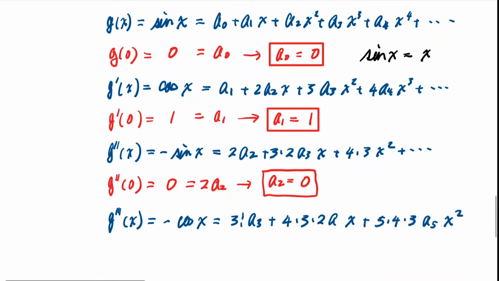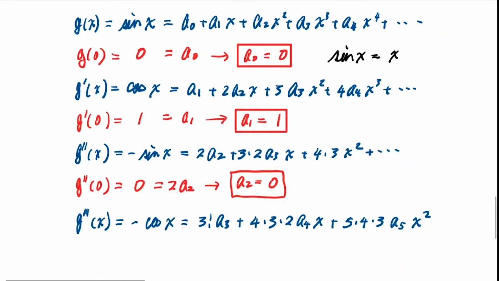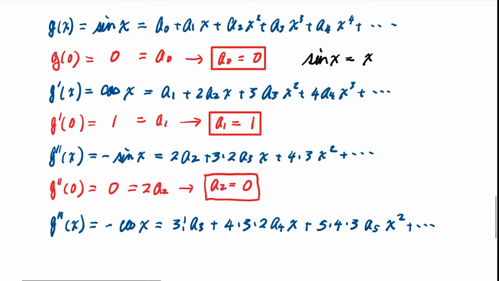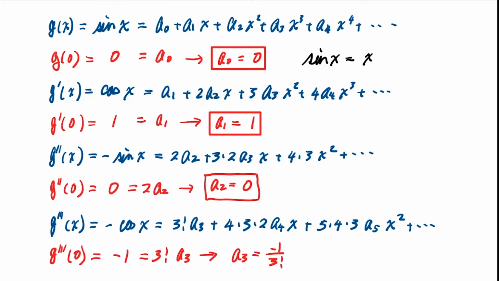So this is a4. So far so good, and then dot dot dot. So plugging in 0. This is triple prime, I forgot. So this is negative 1, now is 3 factorial a3. So that tells you a3 is equal to negative 1 over 3 factorial.